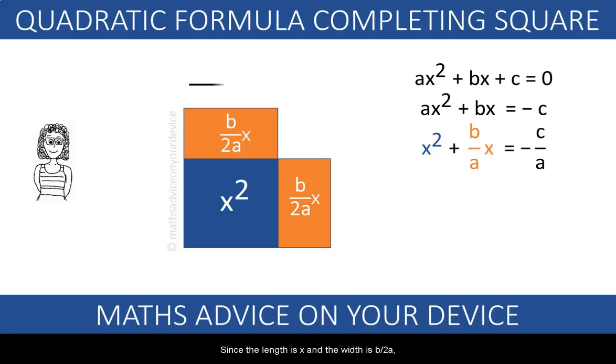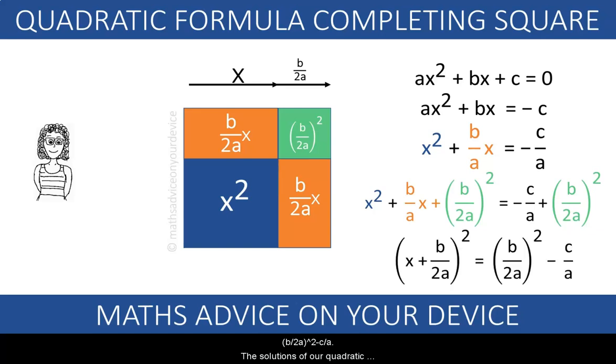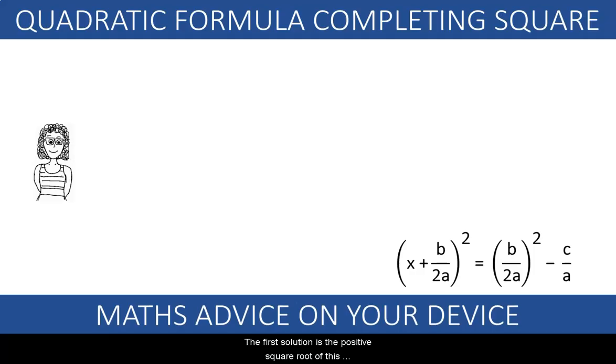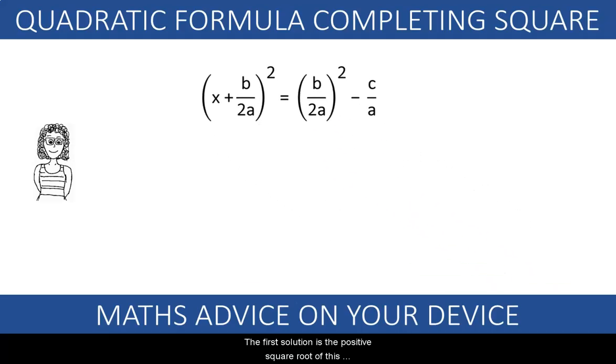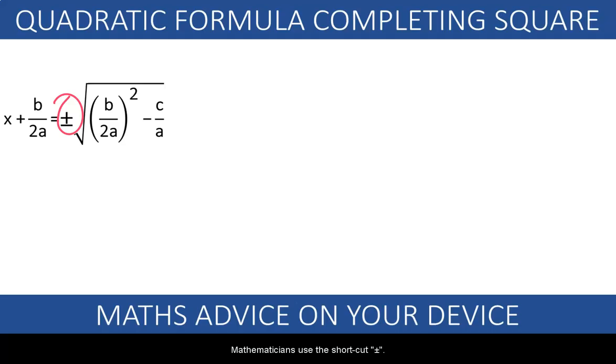Since the length is x and the width is b over 2a, in order to make the perfect square, we need to add a green square with sides b over 2a. This green square has an area of b over 2a squared. The solutions of our quadratic equation represent the length x of the sides of our blue square. The first solution is the positive square root of this area, and the second solution is the negative square root of this area. Mathematicians use the shortcut plus and minus.